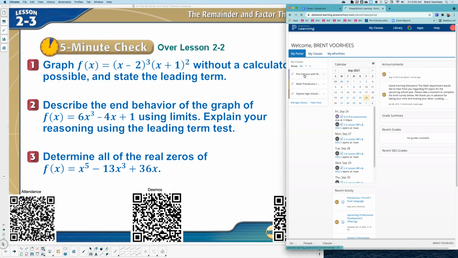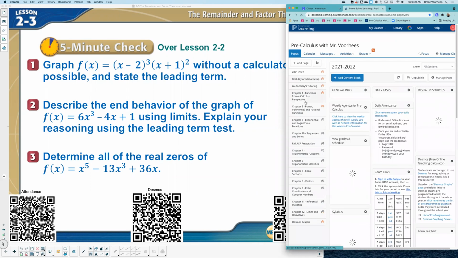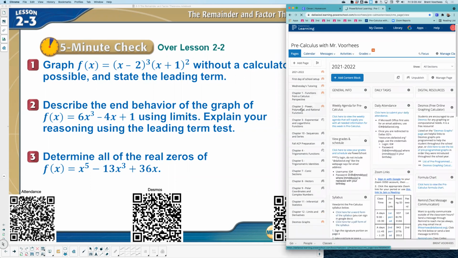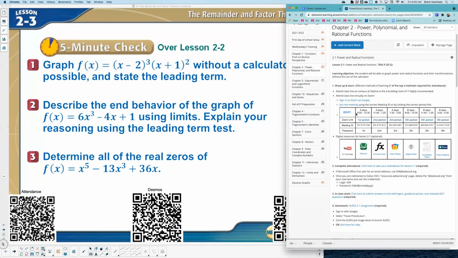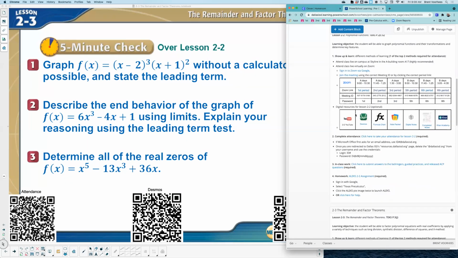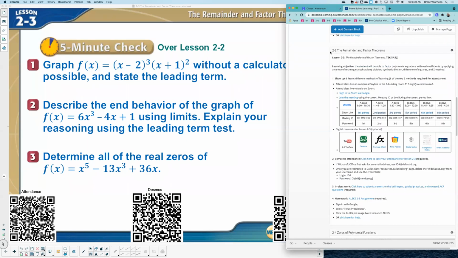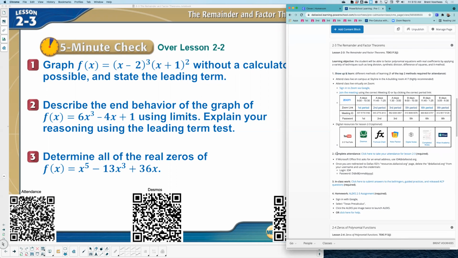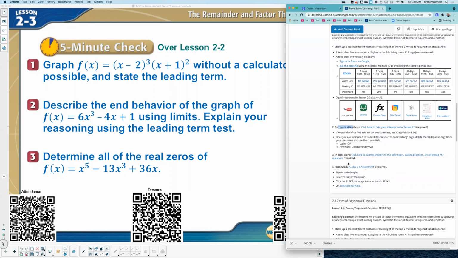As you open up your Power School Learning and you go to pre-cal, make sure you click on chapter 2 and scroll down to lesson 2.3. That's where we are at today, the Remainder and Factor Theorems. There's 4 tasks to complete today. You've completed number 1, all but 4 people enrolled in this class. You've shown up. Number 2, I hope you've filled out the attendance, which all except 4 have.